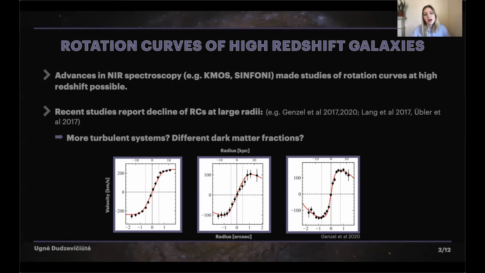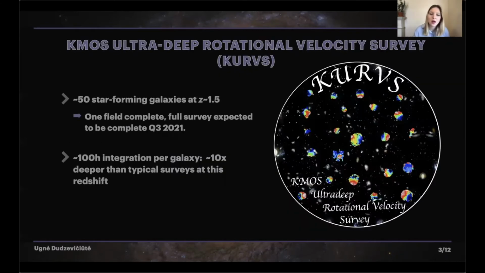Well, to really assess these questions in detail, we first need better constraints in the outer regions of the rotation curves, where the constraints at the moment are the weakest. So we need much longer integration times to probe these regions in detail. And that is where the KMOS Ultra Deep Rotational Velocity Survey comes in. So it's a KMOS large program targeting around 50 star-forming galaxies at redshift 1.5. These are main sequence galaxies with stellar masses of around 10^10 solar masses.